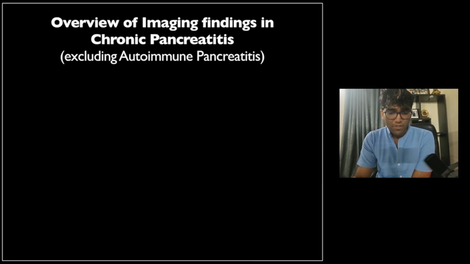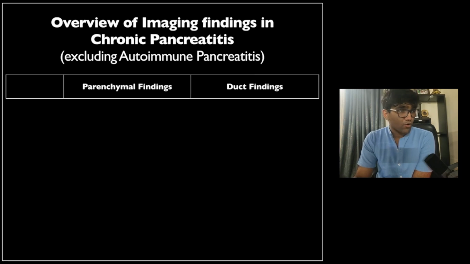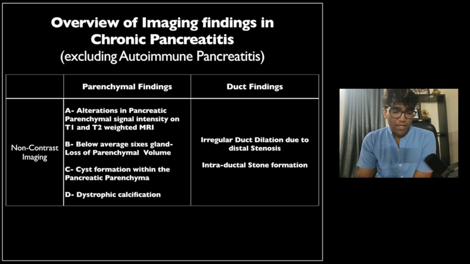So as we've discussed previously, the overview of imaging findings in chronic pancreatitis, that is with the notable exclusion of autoimmune pancreatitis, can be divided into parenchymal and duct changes. On non-contrast imaging, I had used a mnemonic to recall the parenchymal changes as A, alterations in pancreatic signal intensity, B, below average size gland, that is loss of parenchymal volume, C for cyst formation within the pancreatic parenchyma, D for dystrophic calcification. We'd also seen that on non-contrast imaging, irregular duct dilatation due to duct stenosis and intraductal stone formation were findings seen in chronic pancreatitis.